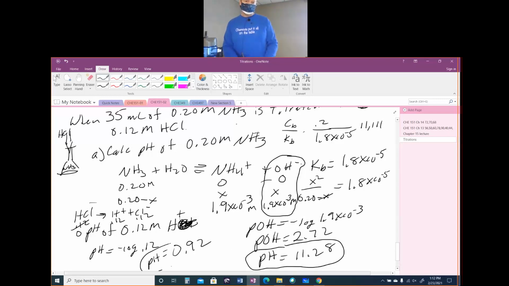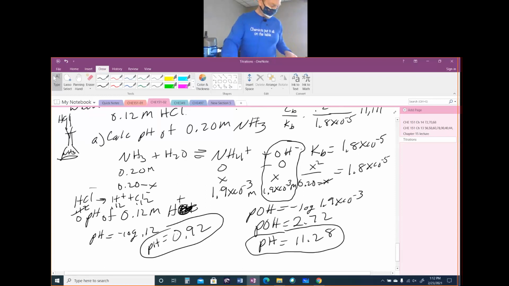All right, so if you stuck a pH probe into the HCl, it is 0.92. If you stick a pH probe into your NH3, it is 11.28. All right, so now we're going to add the 20 mils of HCl.